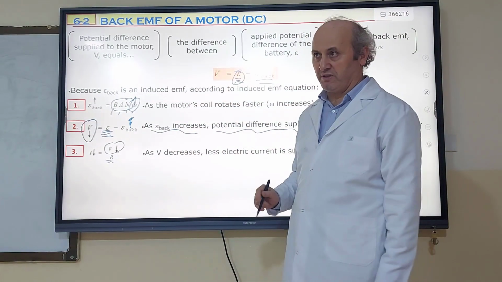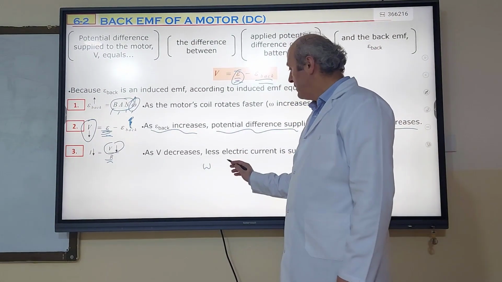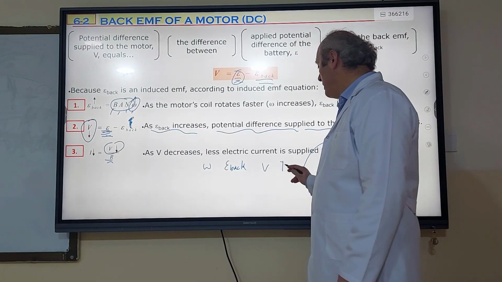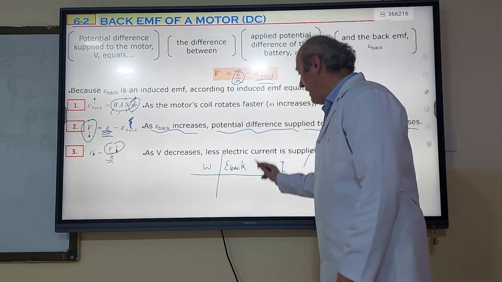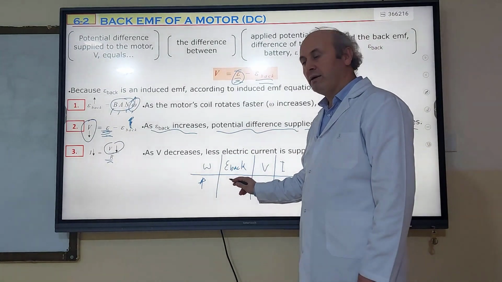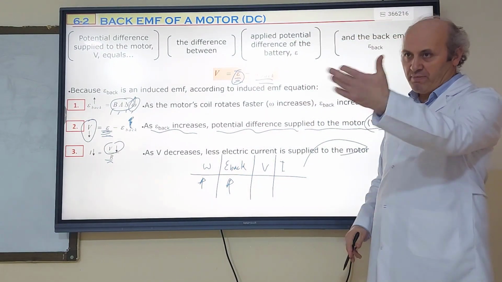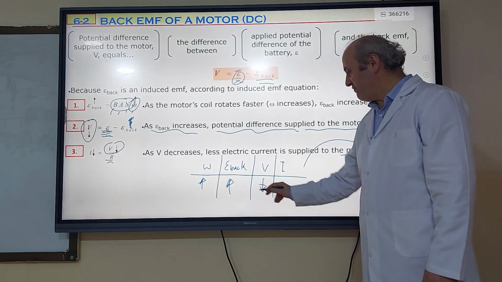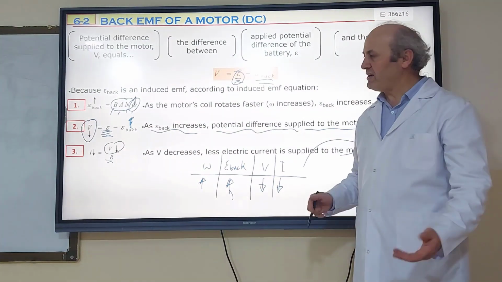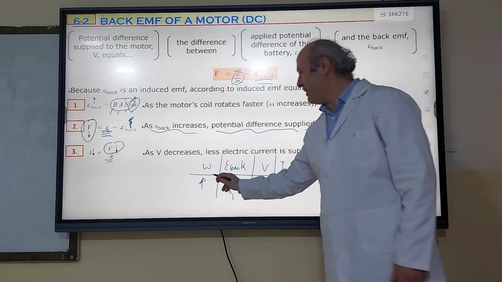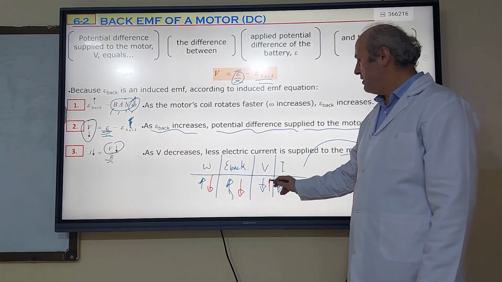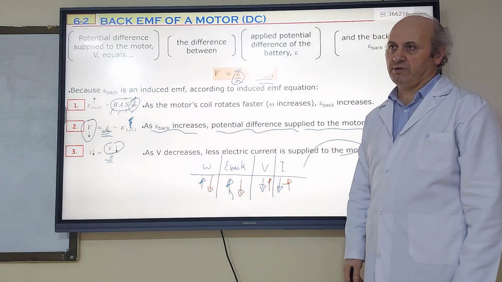And remember, we'll make a table in the lesson: omega, E back, V and I. As omega increases, the motor rotates faster, E back increases. If E back increases, V decreases, and if V decreases, I decreases. So the first two increase, the last two decrease. Or vice versa: if omega decreases, E back decreases, then V increases, I increases.